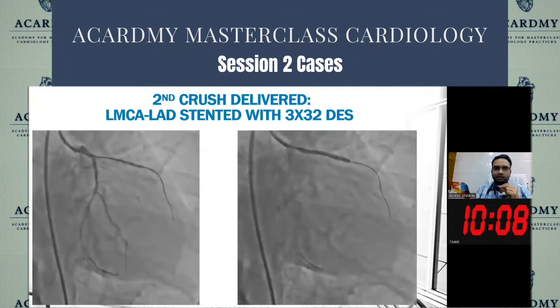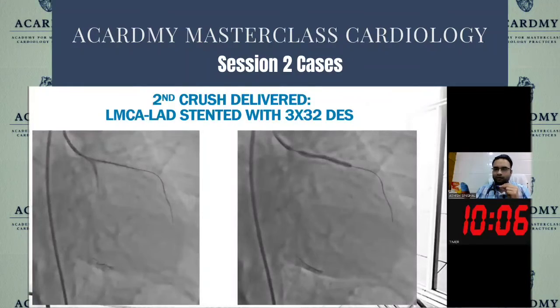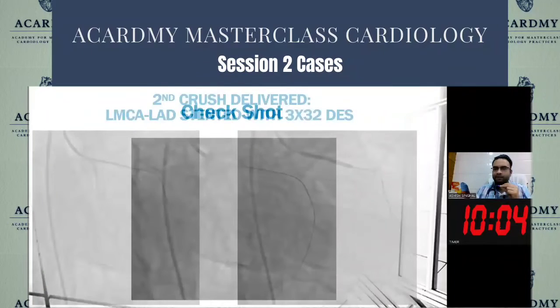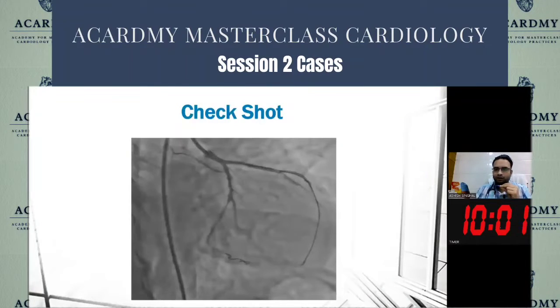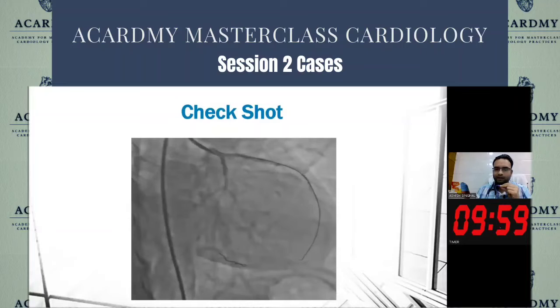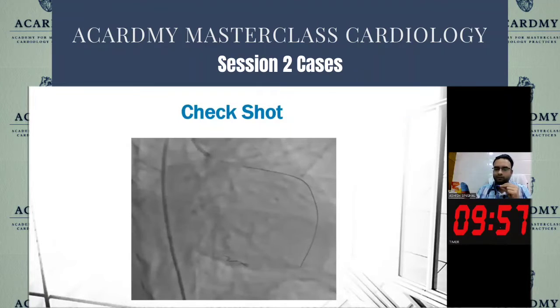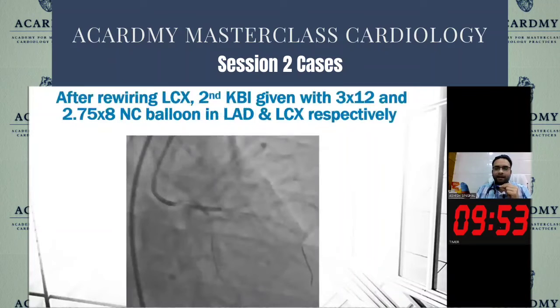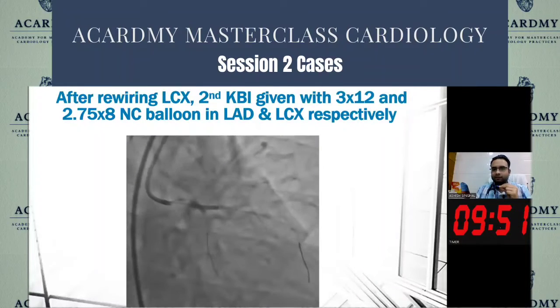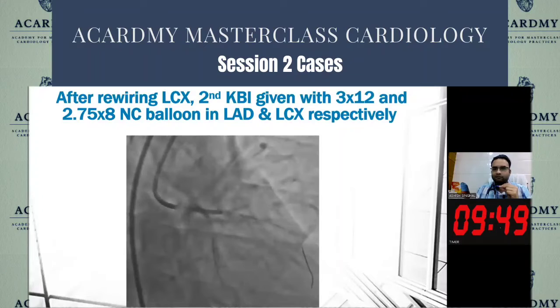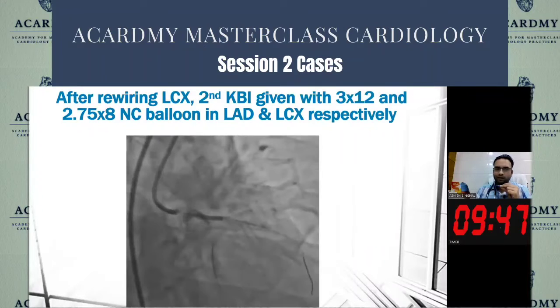So our LMCA to LAD was stented with a 3 by 32 drug-eluting stent, and this was the check shot taken. After deploying the stent, we can see the flow resumed even in the distal portion of the LAD. It was TIMI 2 flow. After rewiring the circumflex through the LAD struts, we gave a second kissing balloon inflation with a 3 by 12 and 2.75 balloon.